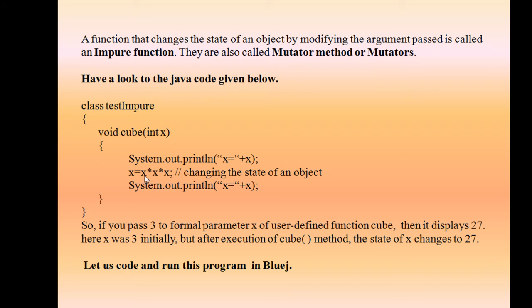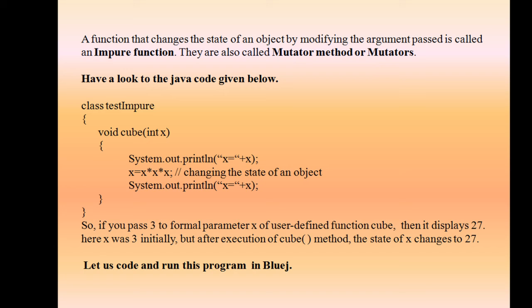Then in the next line, 3 into 3 into 3, that is 27, you are assigning to x. Then again when you print x, x is equal to 27. And here I am not returning the value. You may have a return statement, no problem, but an impure function changes the state of an object. Initially x was 3, and finally when you go out of this method, you go out with 27. So this is actually a mutator.